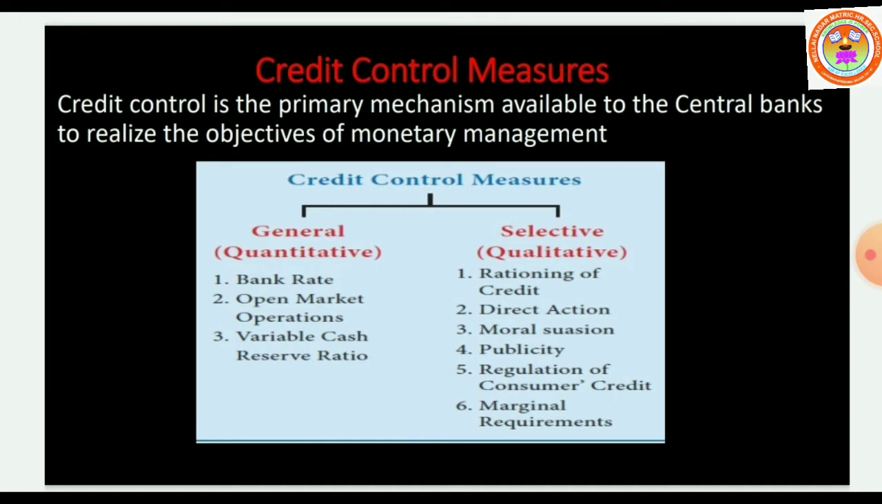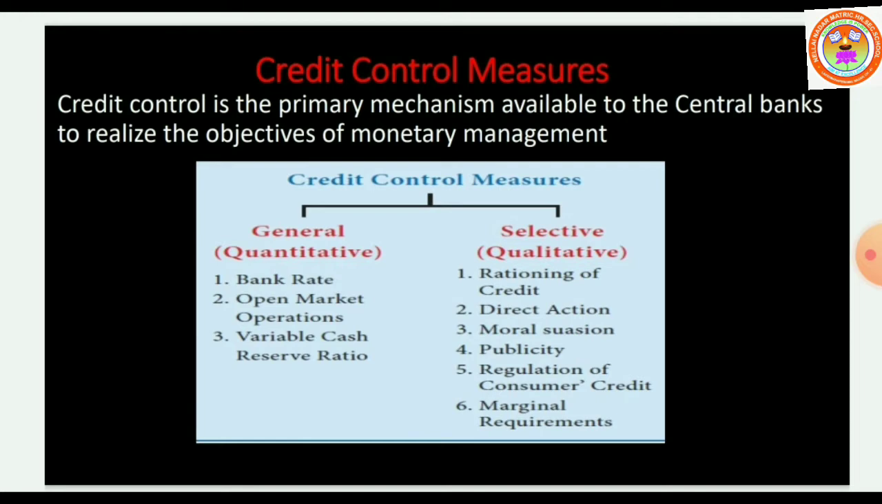Credit control is the primary mechanism available to the central banks to realize the objectives of monetary management. Credit control has two types, two instruments we can say: quantitative credit control measures and qualitative. Quantitative means general. Qualitative means selective.